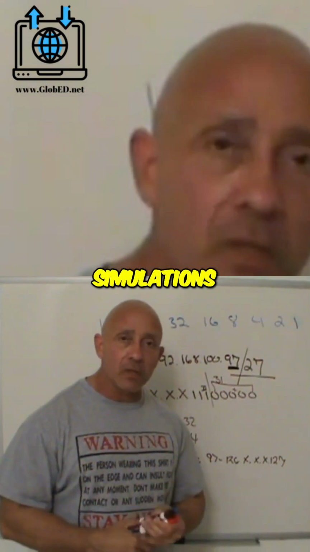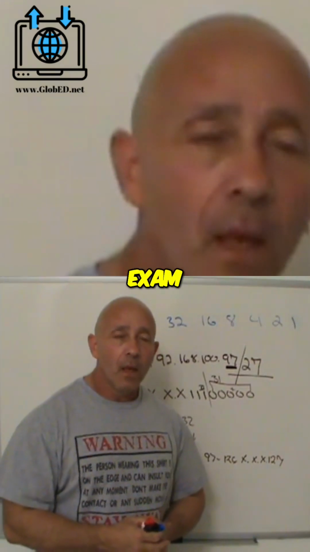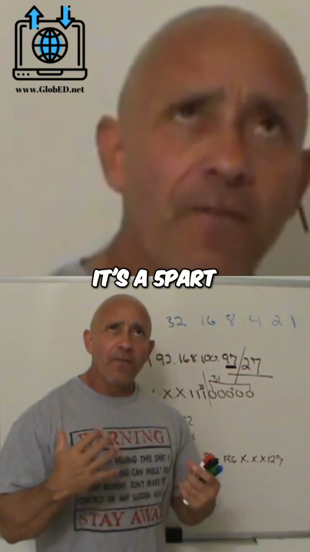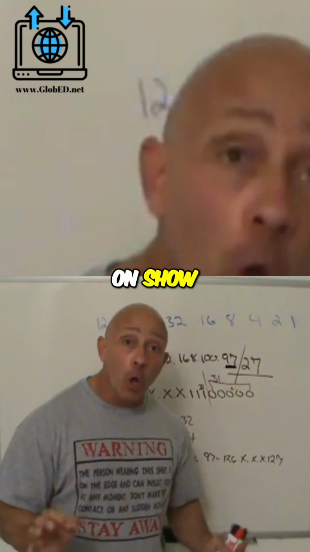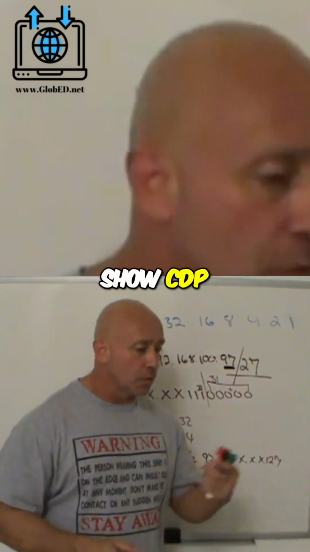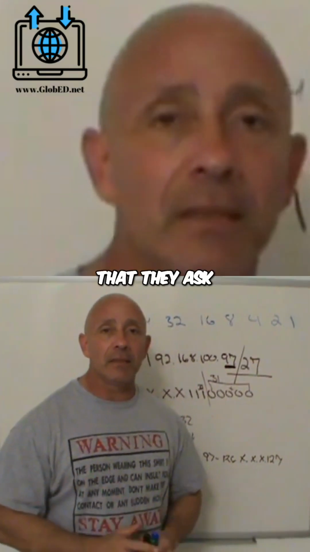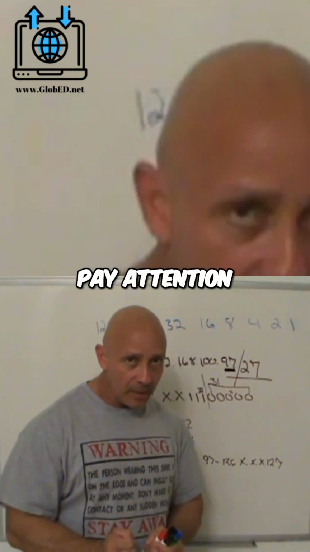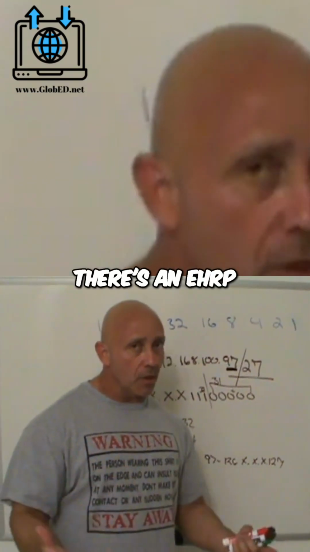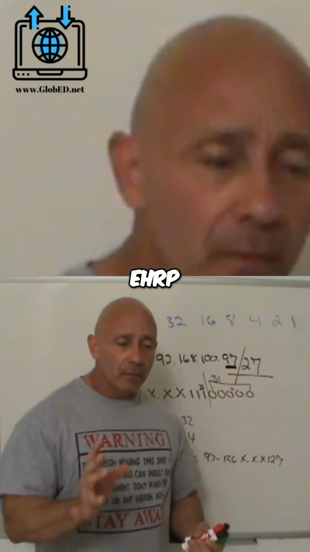One of the simulations that they've been giving lately, from what I gather when my students come out of the exam, is a 5-part question on show commands just on the switches. Looking for names and neighbors and all that. Show CDP neighbor, show MAC address table, show interface trunks. These are the things that they ask. These are the simulations where you need to pay attention. There's also an EIGRP simulation where you're just troubleshooting EIGRP. That is not as difficult.